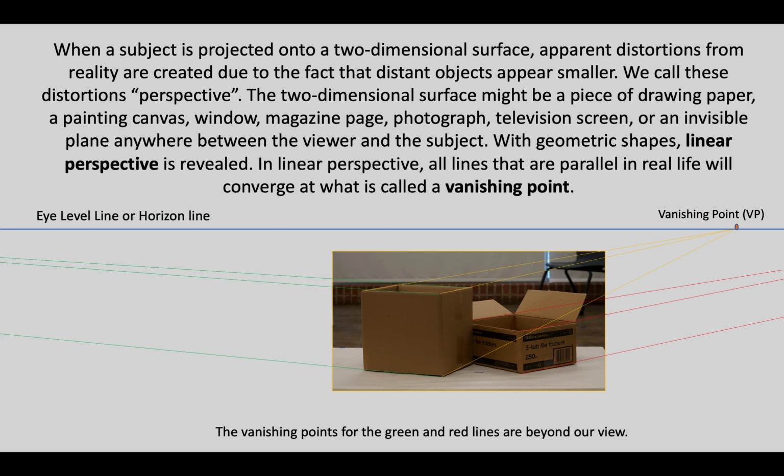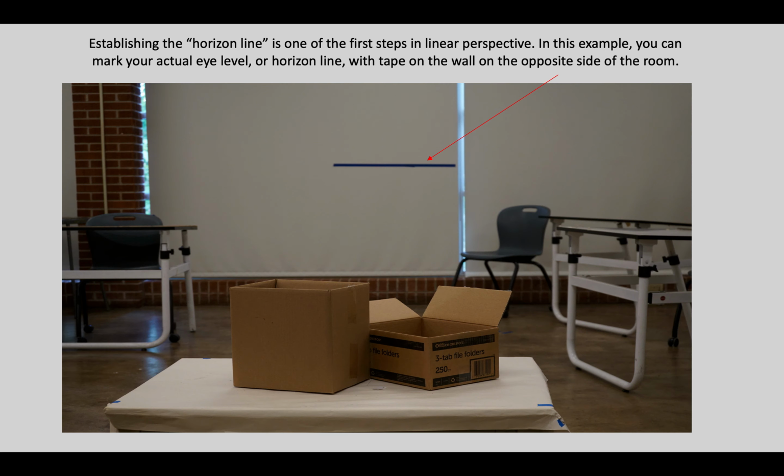The tall box, the shorter side of the tall box, those three yellow lines are converging where we can see them at the vanishing point for those three lines. So that's the basic concept that we're looking at. Parallel lines converge at a vanishing point. But where is that vanishing point and how do you find it?